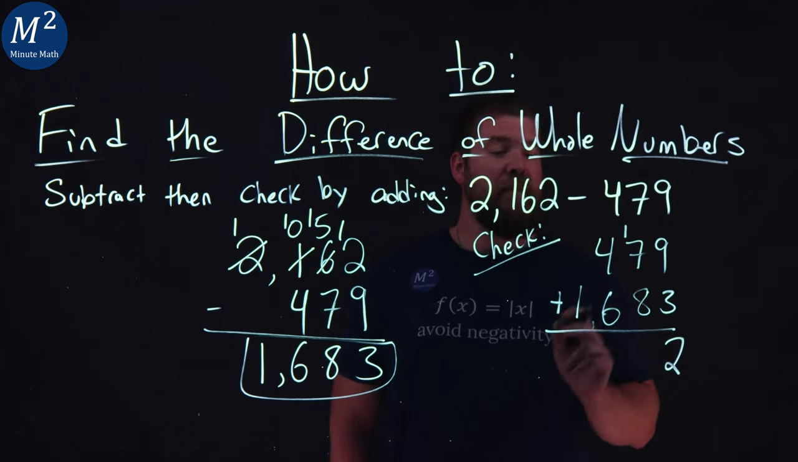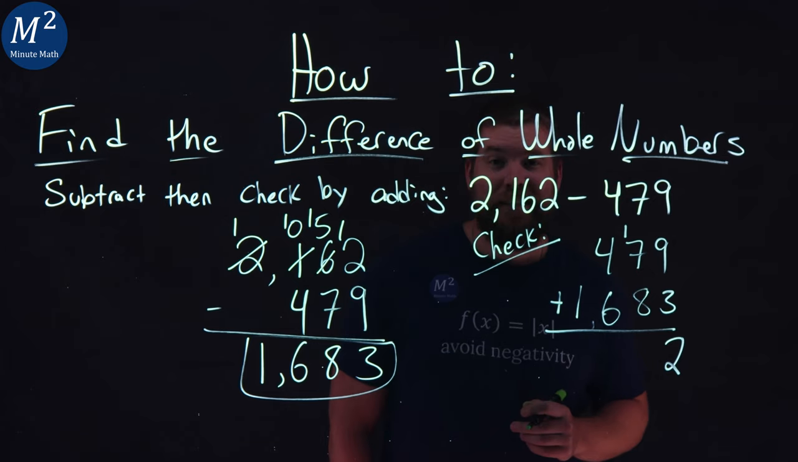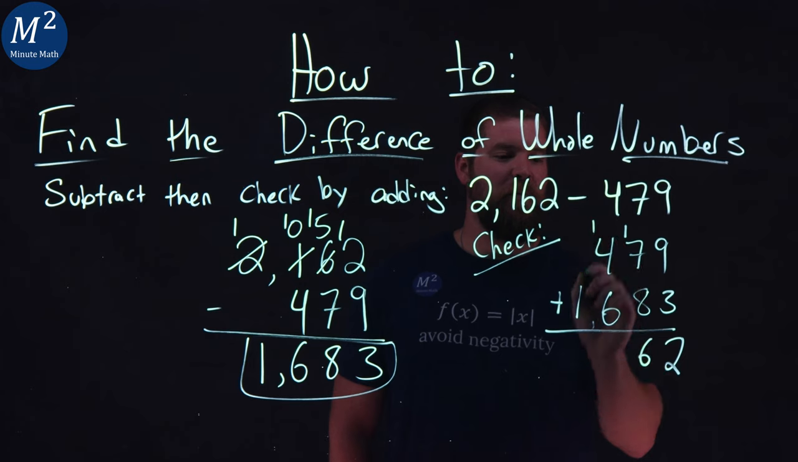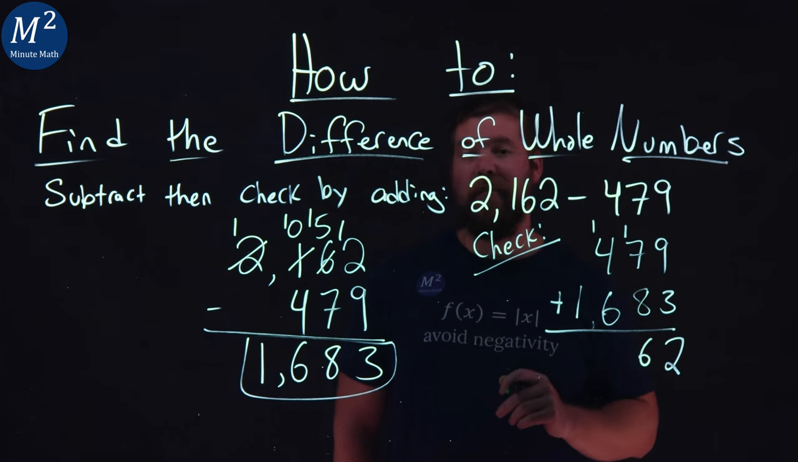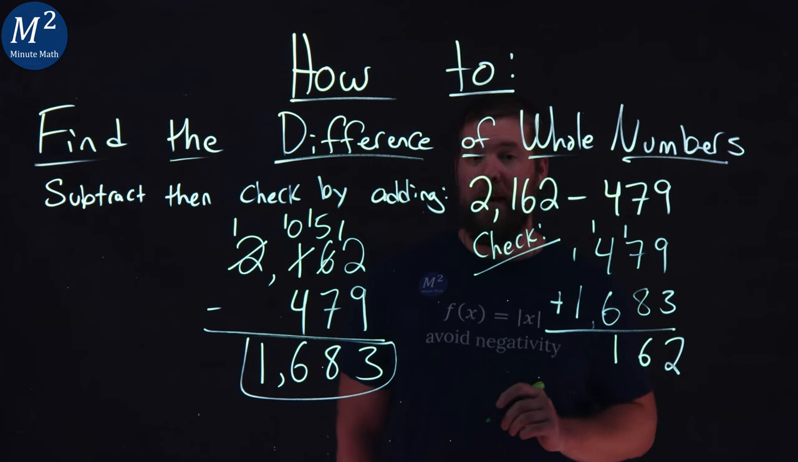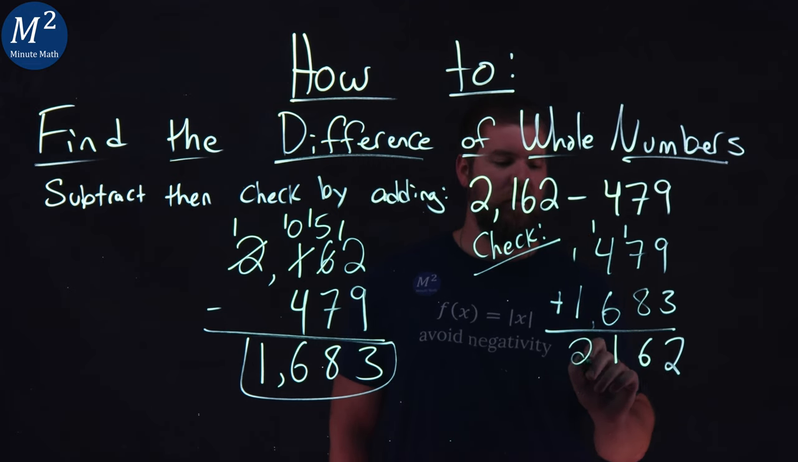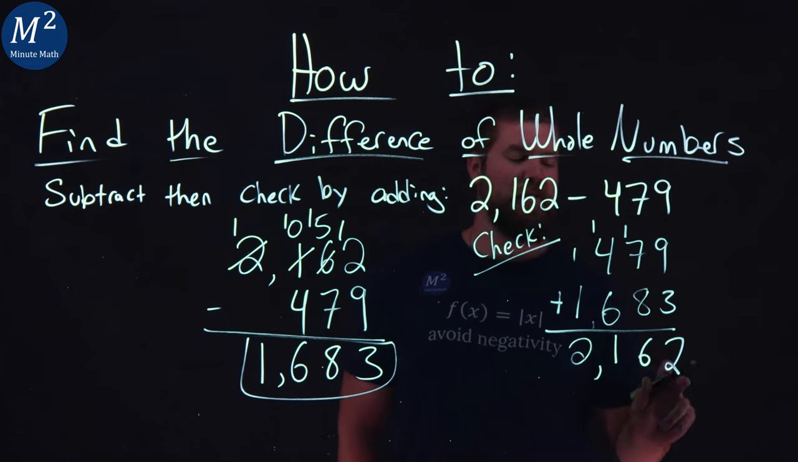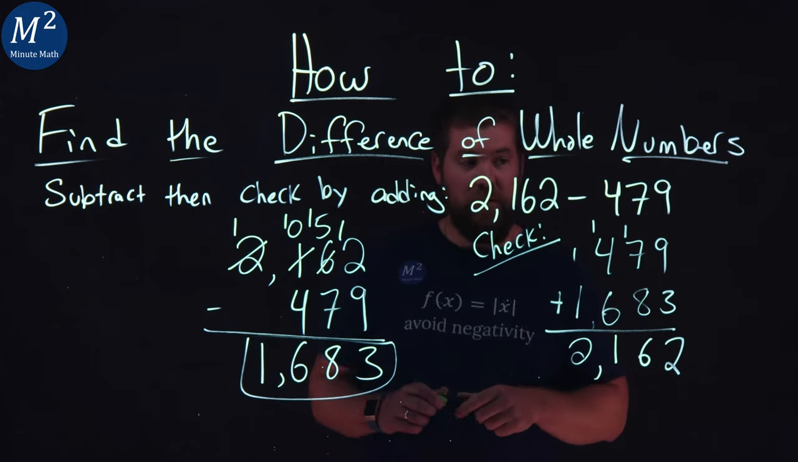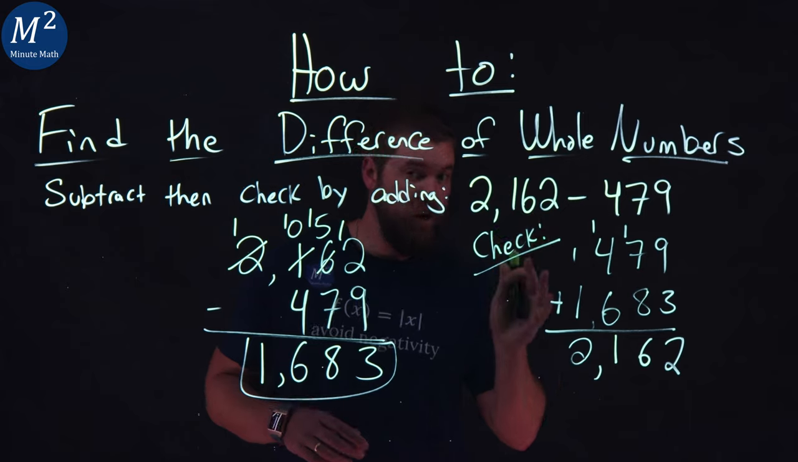Well, 1 plus 7 is an 8, plus 8 is 16, so we have a 6 here carrying the 1. 6 and 4 give me 10, 1 more gives me 11, carry the 1 here again, and 1 plus 1 is good old 2. And we have 2,162 like we should. And so our answer for 2,162 minus 479 confirmed is 1,683.